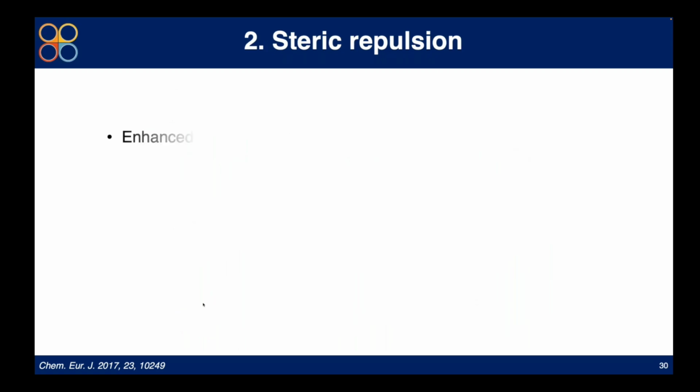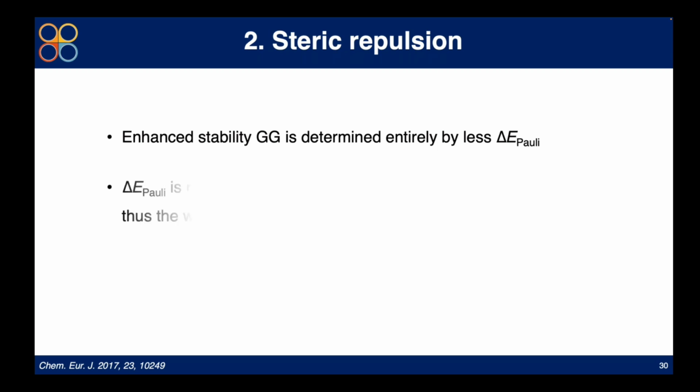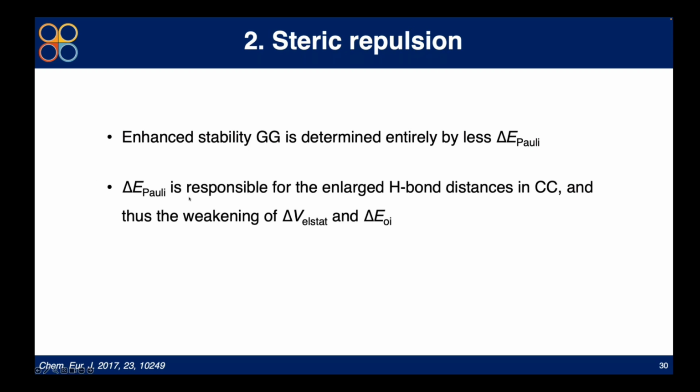So what we have here is an enhanced stability of GG that is determined by having just less Pauli repulsion, and in the other case, the Pauli repulsion is responsible for the enlarged hydrogen bond distances in CC, and therefore also weakening the electrostatic and the orbital interaction. This is a factor that has been overlooked by now in the literature as one of the reasons why certain hydrogen bonded systems are stronger than other ones.